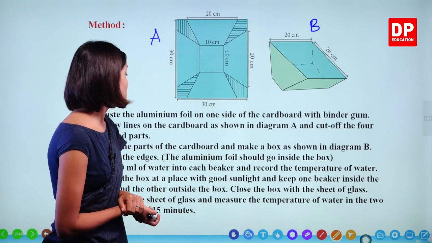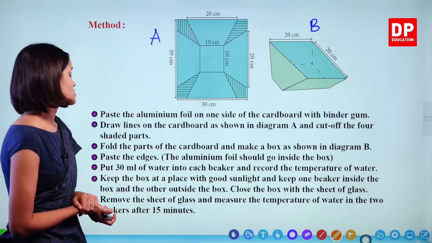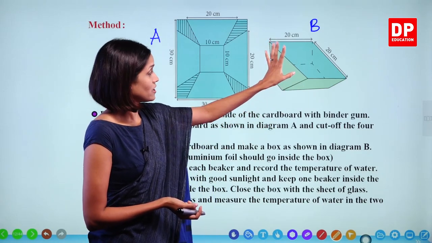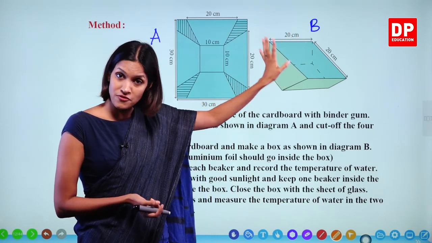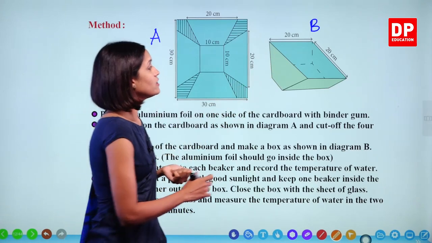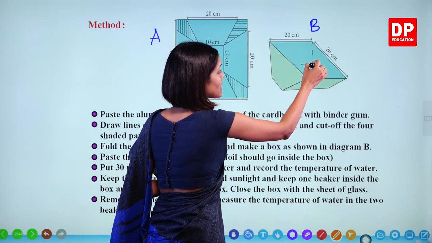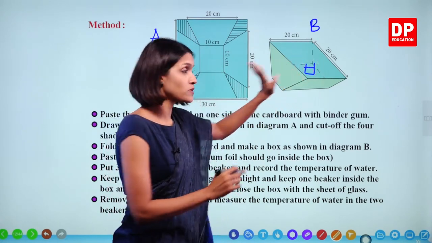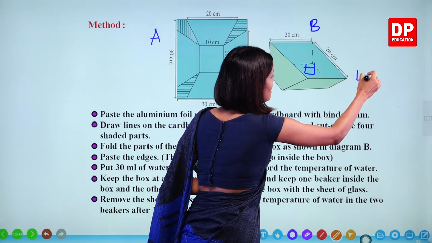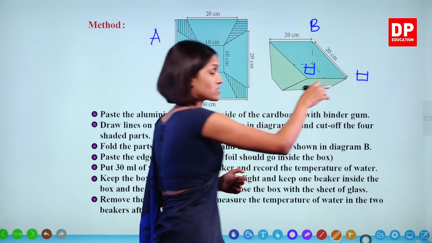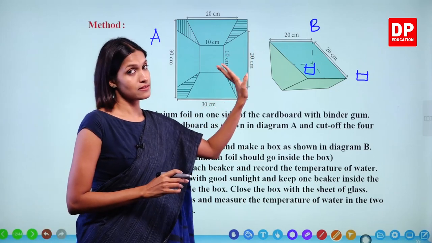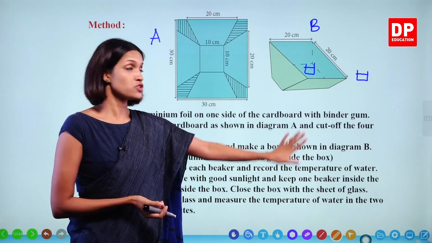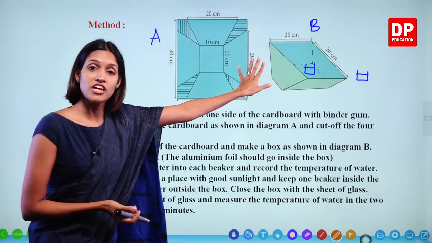And keep one beaker inside the box and the other outside the box. So you have to take this box outside and place it somewhere it gets a good amount of sunlight. And you have to place one beaker with water inside the box and the other water beaker outside the box. Right, but in the same place. Understand? So close the box with the sheet of glass. You have to cover the box with the sheet of glass.